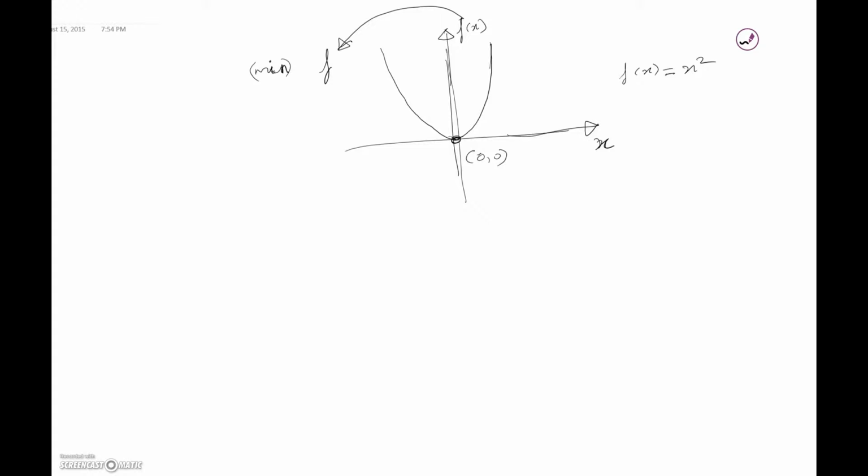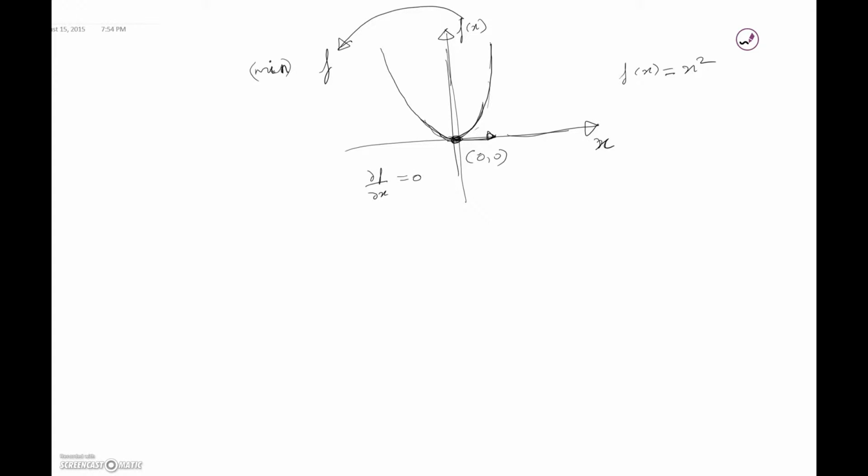Now what is special about this point? Well, the tangent at this point to this curve is parallel to the x-axis, and another way of saying that is del f by del x equals 0.